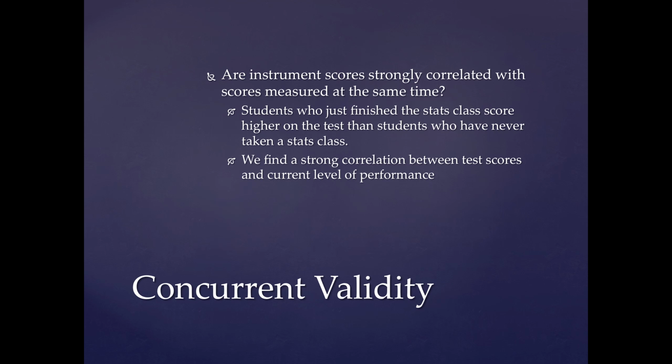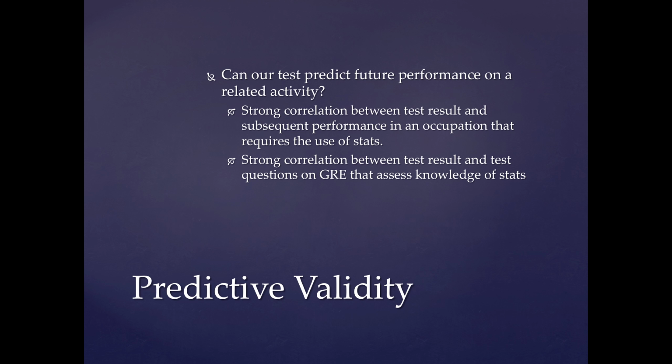The first one I want to talk to you about is concurrent validity, and concurrent means just something measured at the same time. Current, okay? I don't know really why they put the con in front of it. It's just current validity. Our instrument scores are strongly correlated with scores measured at the same time. So you would think that students who just finished a statistics class would score higher on a test than students who have never taken a statistics class, again measured at the same time. And we might find a strong correlation between a test score and some other current level of performance that is given to students, again, at the same time as taking a statistics course. Some of this stuff is so simple. It really is, but it's just knowing the difference, guys.